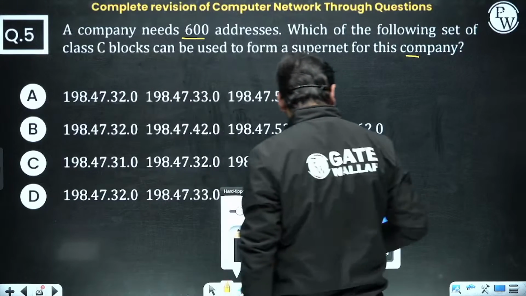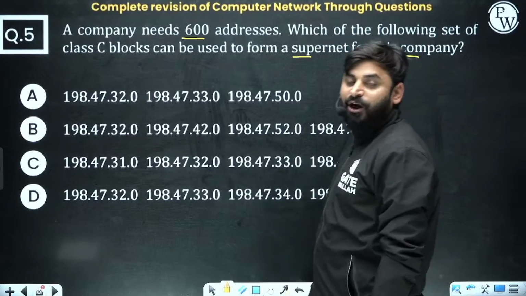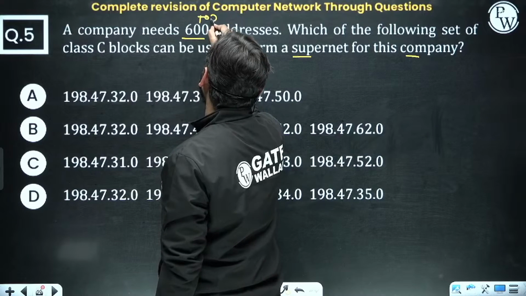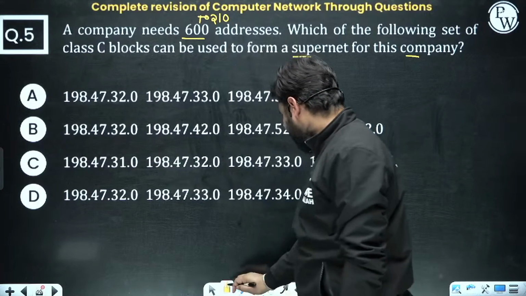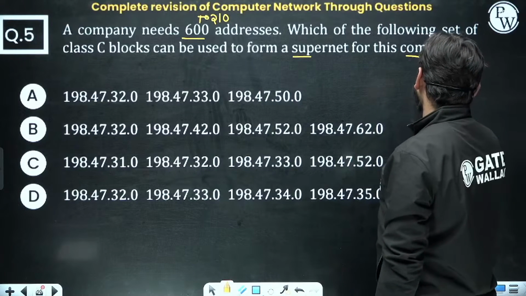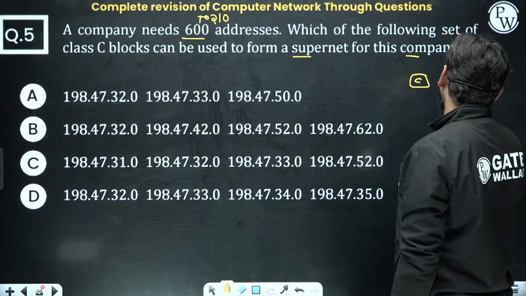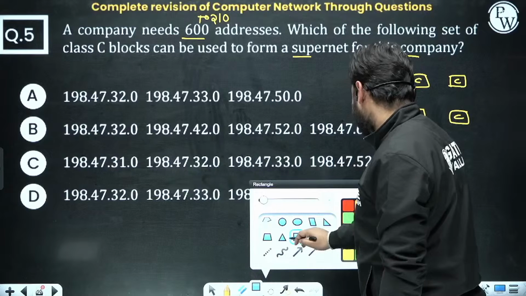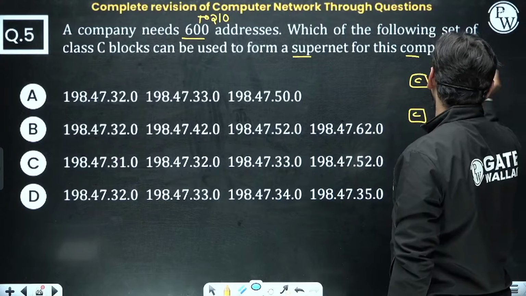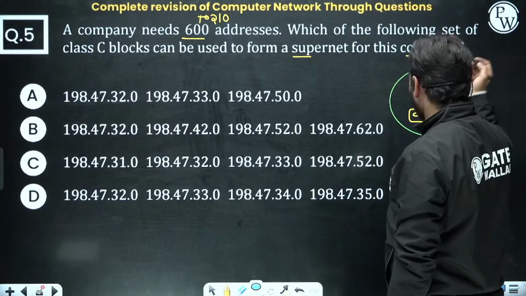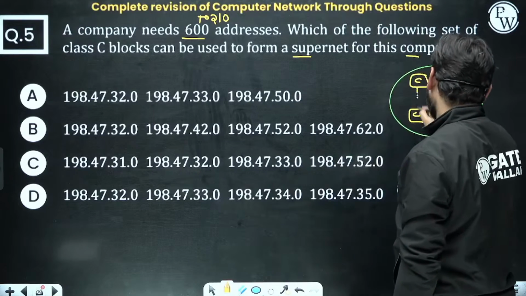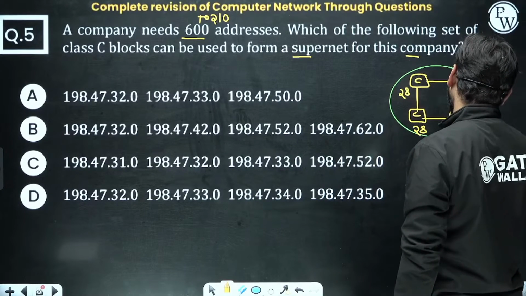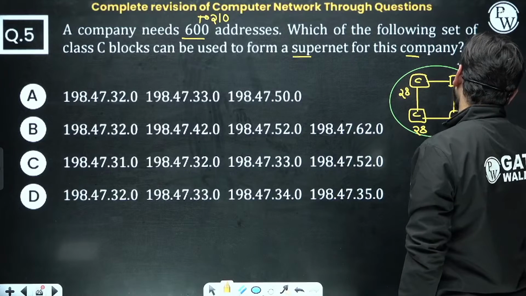Here for 600 addresses, 2 power 9 is not possible. 2 power 9 means 512. So we need 2 power 10. For 2 power 10, what do we have to do? We have to combine 4 class C networks. Because each has 2 power 8, and so on, four of them together make 2 power 10.